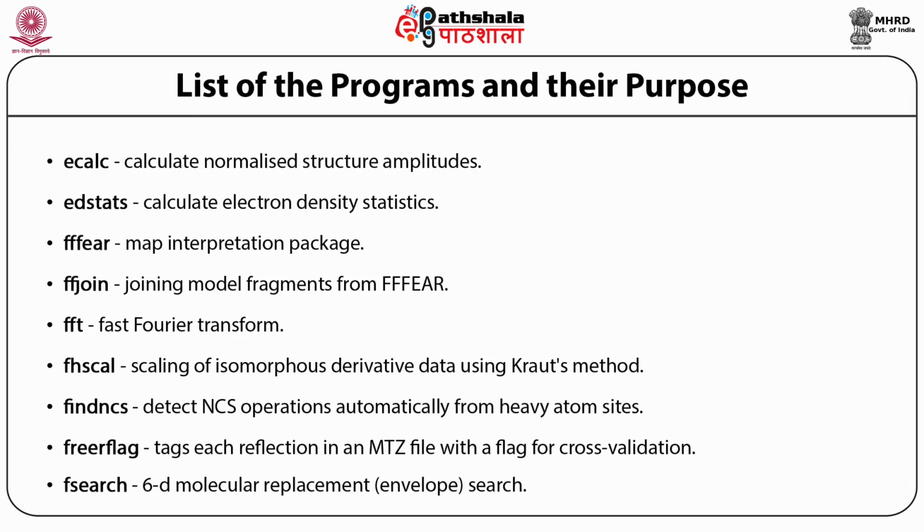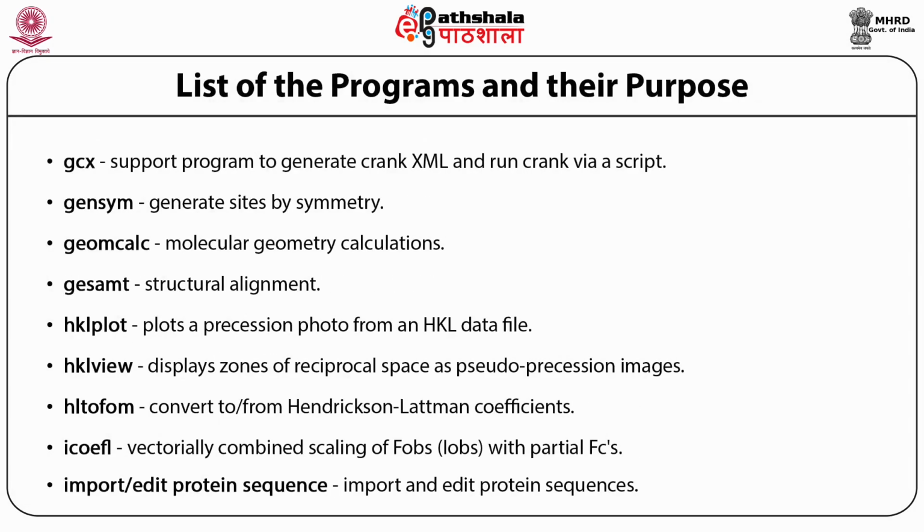This is known as ECALC. To calculate electron density maps, one uses ELSTATS. For the fast Fourier transform, you use the program FFT, and for the map interpretation package, you use FFFEAR, and so on. For molecular geometry calculation, we use GEOMCALC. For structure alignment, you use AMT. Then to display the zones of reciprocal space as pseudo-precession images, we use HKLVIEW.